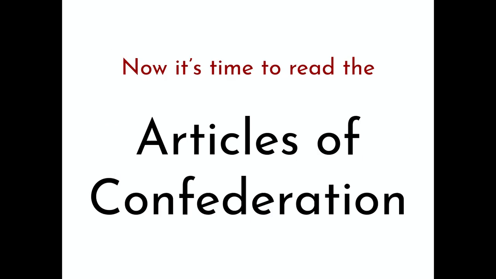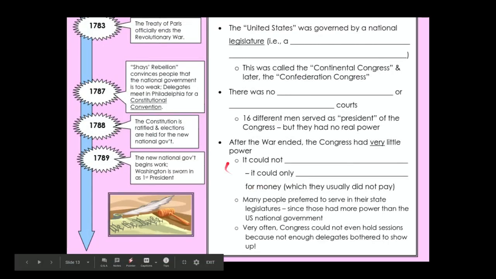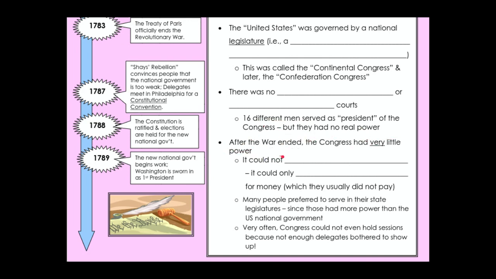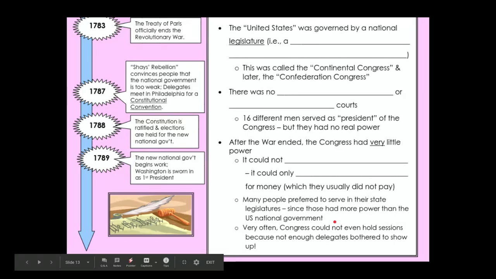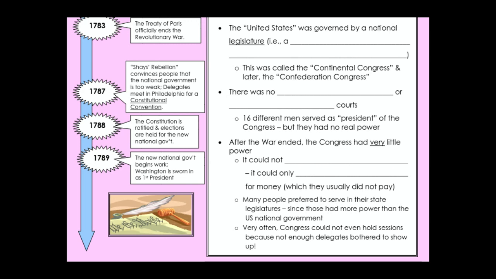All right, just back here to make sure I filled in all the notes, and then I will let you go. After the war ended, Congress had very little power. It could not collect taxes. It could only ask states for money, which they usually did not pay. Many people preferred to serve in their own state legislatures, the groups that made laws for the states, because that was where the real power was. There was more power in that than there was in the national or federal government. And very often, once the war ended, Congress could not even hold sessions because not enough delegates bothered to show up. So our national government was very weak, in other words, under the Articles of Confederation, our first Constitution.